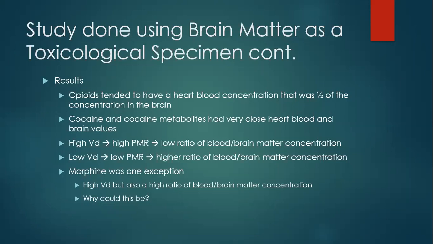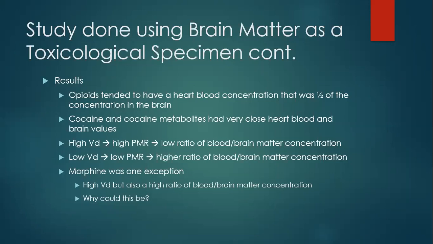So in this study in particular, it was concluded that with a high volume of distribution, a high PMR is expected. This meant a low ratio of heart blood to brain matter. Some examples of drugs that showed this trend included dextromethorphan, promethazine, amphetamine, fentanyl, methamphetamine, diphenhydramine, and more. The opposite of that trend is that with a low volume of distribution, a low PMR is expected. This means a higher ratio of heart blood to brain matter. And the only drug observed doing this in this study was zolpidem, which is a sedative.